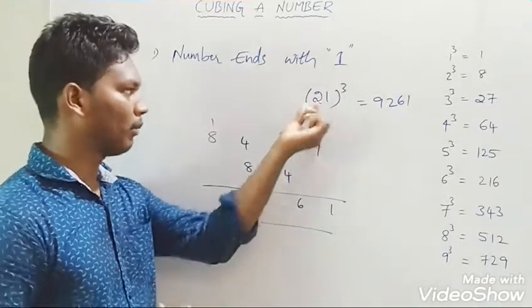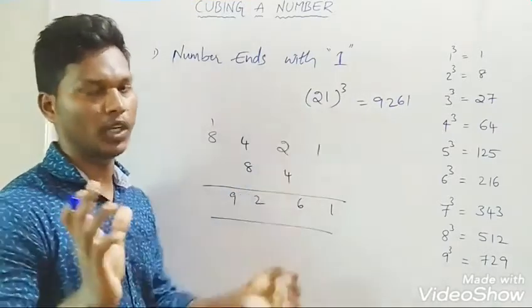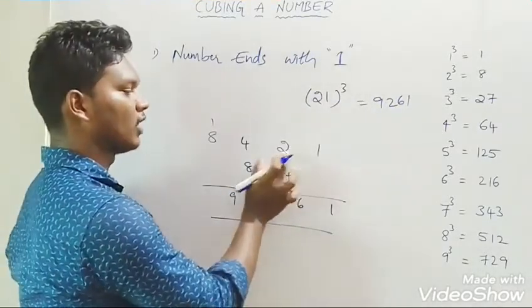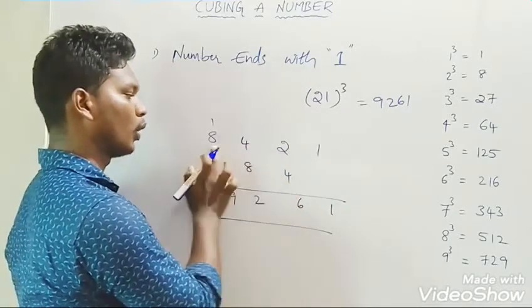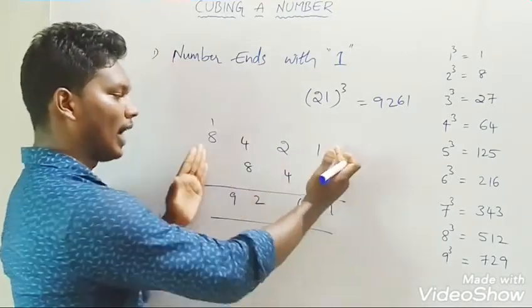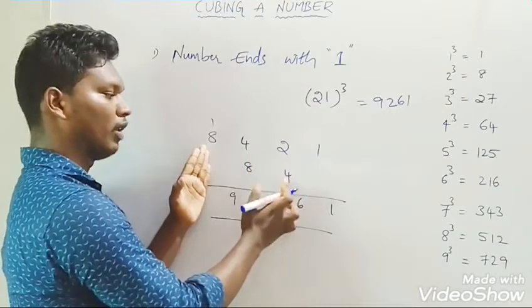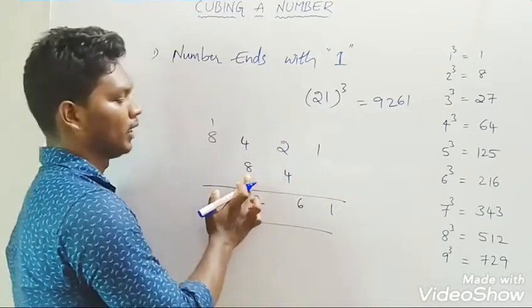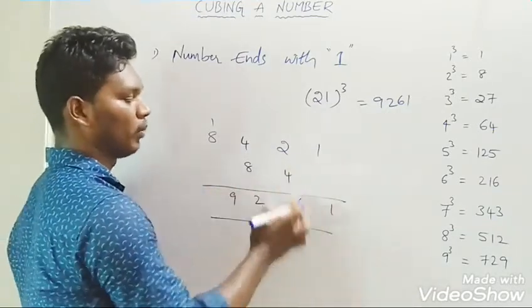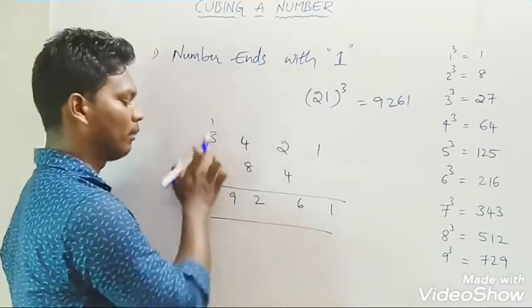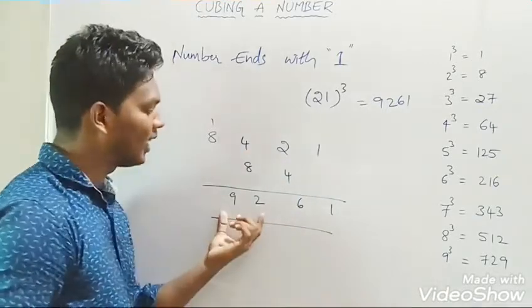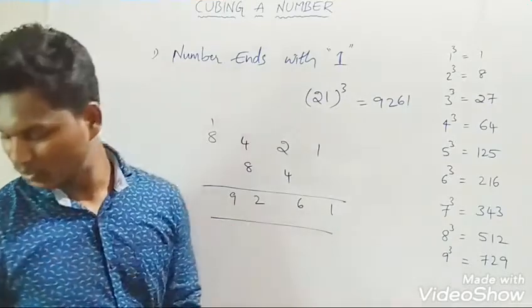So I am repeating one more time. We want to find the value of 21 cube. Write 21 as it is. 2 square will be 4. 2 cube will be 8. So leave the first one and the last one. Double the 2 will be 4. Double the 4 will be 8. So addition: 1, 2 plus 4, 6. 8 plus 4, 12. 8 plus 1 will be 9. So finally the answer is 9261.